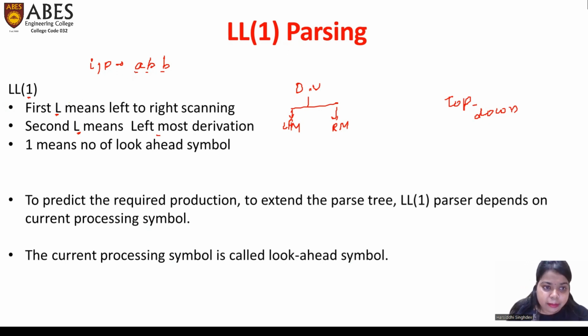Now, the third point says, if my pointer is here on small a, the current processing symbol is called the look ahead symbol. It means if here I'm scanning the small a at a time, this small a is our look ahead symbol. So we can see an example of LL1 parsing, then all the points will be clear.